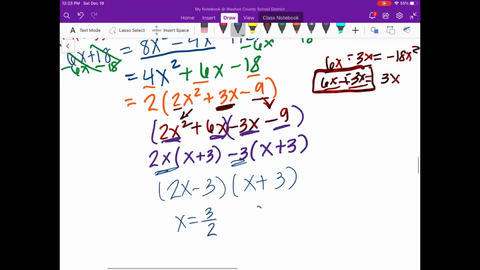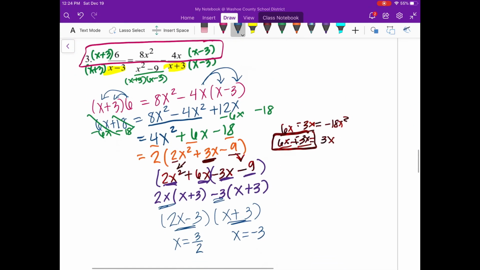When I set these equal to 0, I get x equals 3 over 2, and x equals negative 3. I just took each of these factors and set it equal to 0. And then I have to check, do either of these answers give me a 0 in my denominator?